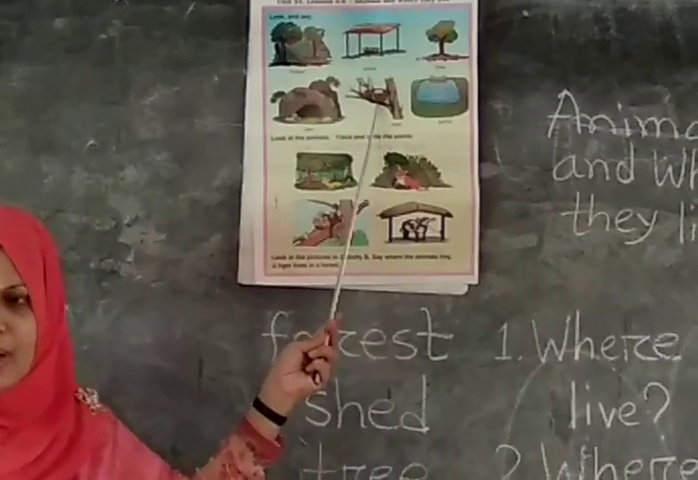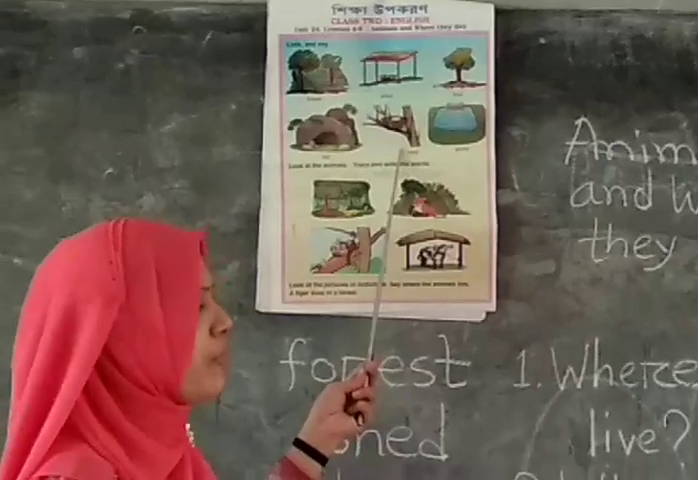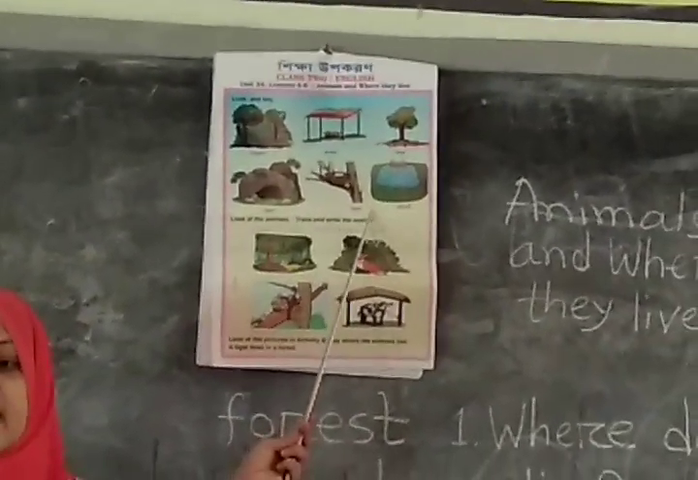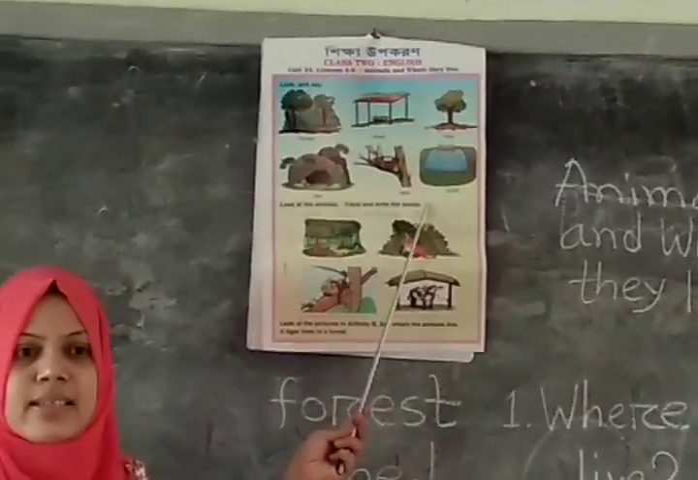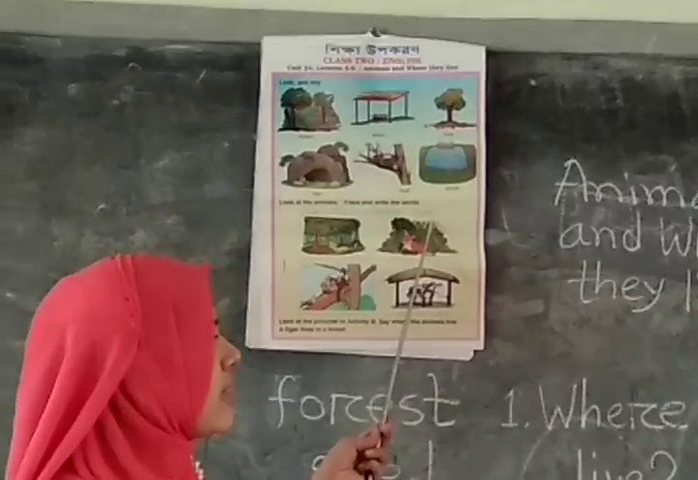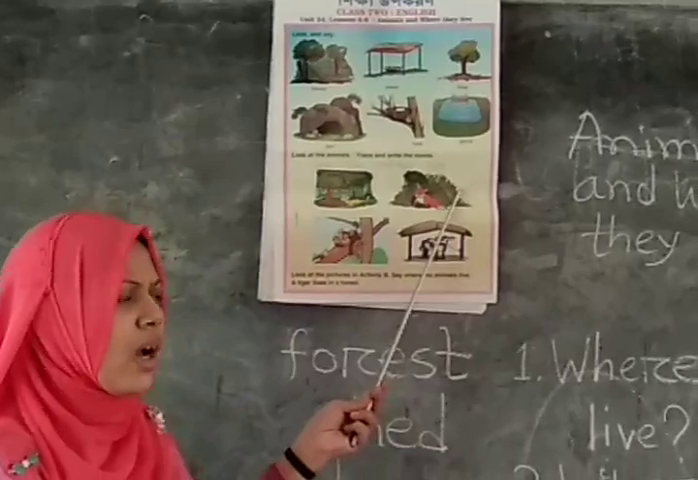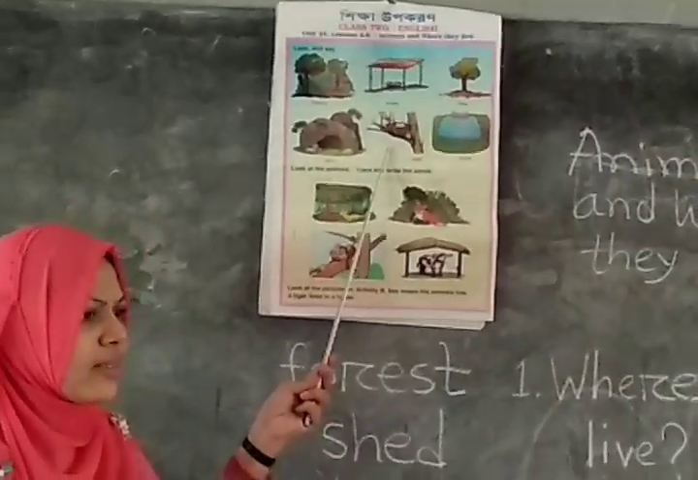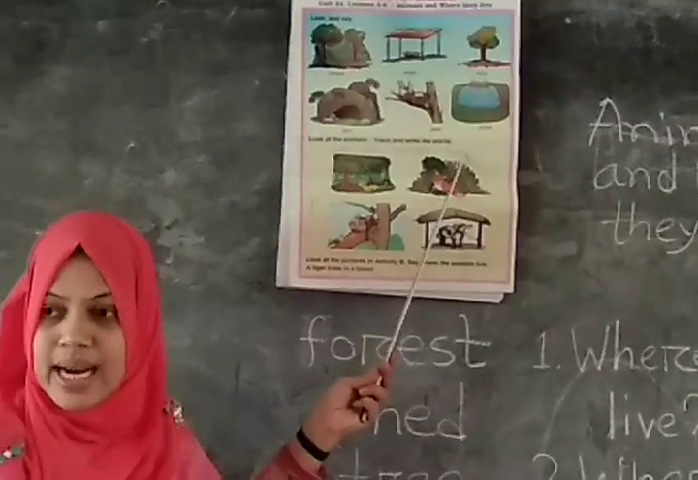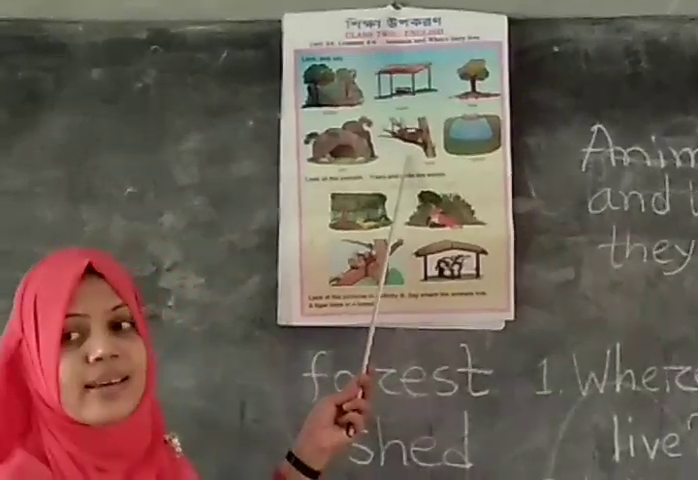Okay, look at this picture. What is the picture about? Okay, I will help you. The picture is about nest. Say with me, nest. Nest. Do you know birds live in the nest? Birds live in the nest.